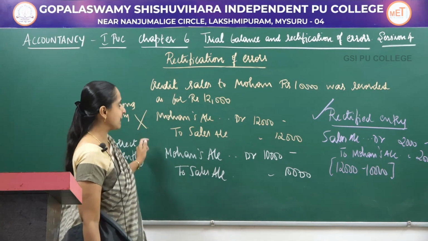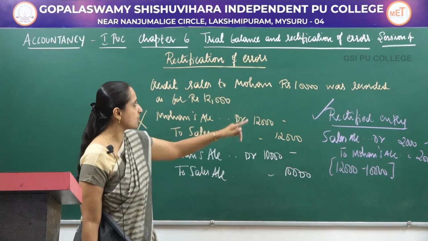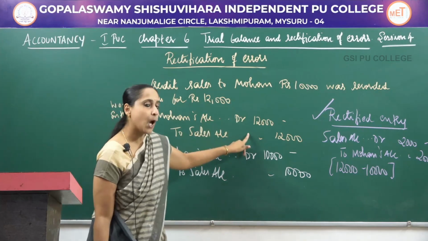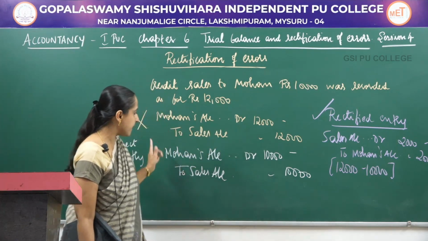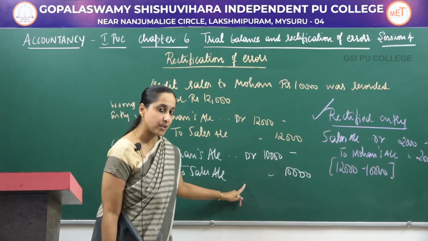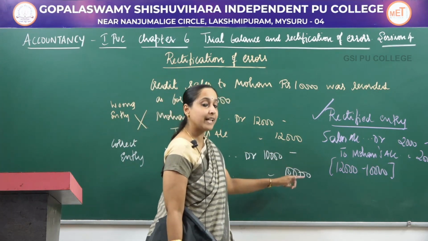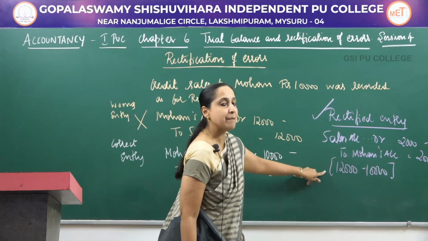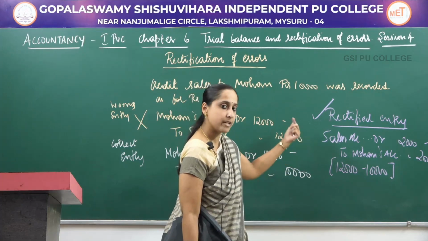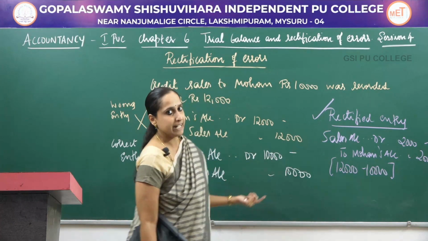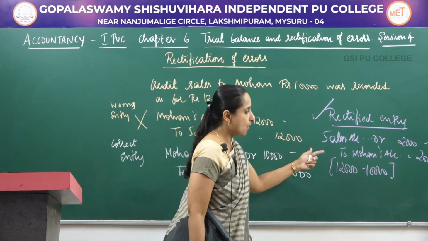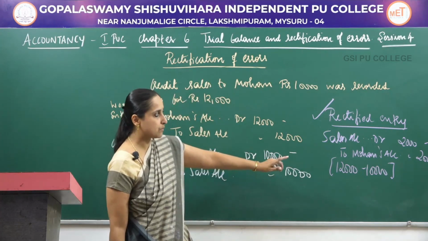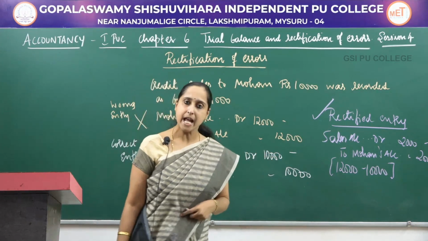So in this transaction, you can see credit sales to Mohan 10,000 was recorded as 12,000. The wrong entry they wrote was Mohan's account debit to sales 12,000. It is wrong. What was the correct entry? Mohan's account debit to sales 10,000. And how to rectify this error? This is the case of overcast. When we have written more than the actual amount, we have to write the reverse entry. What was debited should be credited, and what was credited should be debited, then the error gets rectified. Debit sales, credit Mohan's account, and write the difference amount: 12,000 minus 10,000 is 2,000. This is how the error will be rectified.